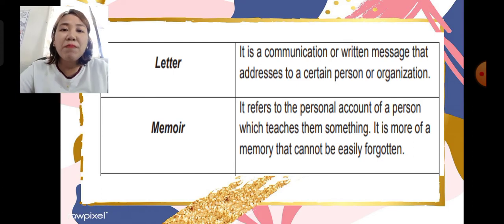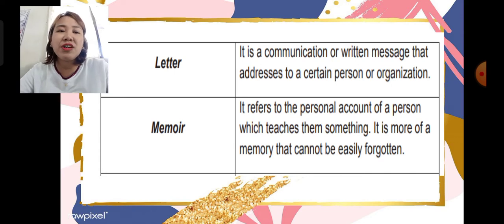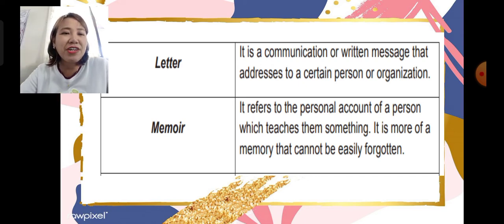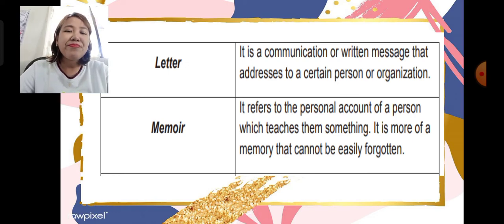So, next is the memoir. It refers to the personal account of a person which teaches them something. It is more of a memory that cannot be easily forgotten. These are the unforgettable life experiences or events, the ones we cannot forget even after many years have passed, and we still remember them clearly. These are situations that are hard to forget.